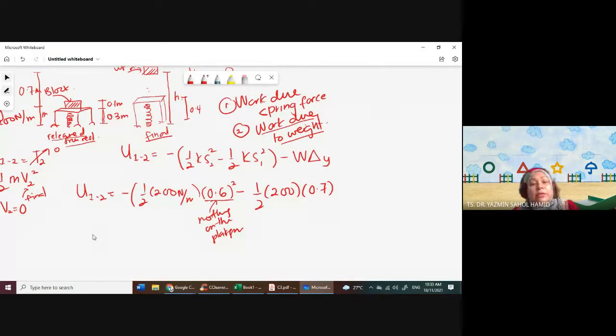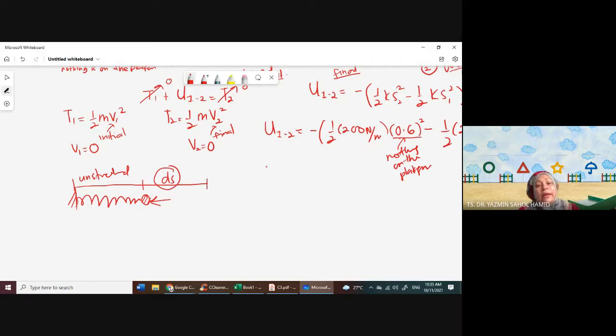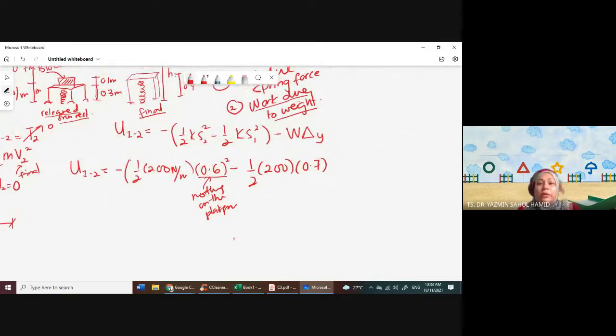Maybe because you see the diagram is in this way. Maybe if I change the diagram like this. Let's say this is the unstretched. So basically you want to know how much it has pushed, how much it has gone inside. Okay, so 0.7, don't forget to put square. All right, so this one is done.